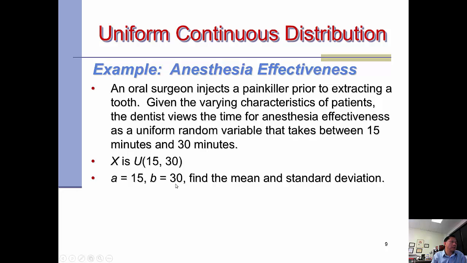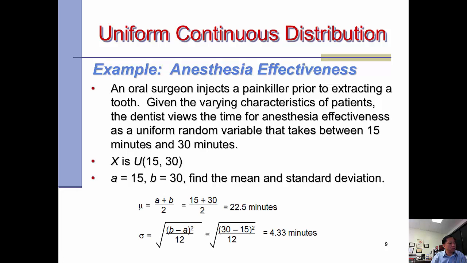Now what does it mean as standard deviation? The mean is simply A plus B divided by 2, that's 22.5 minutes. For the standard deviation, you plug in the numbers of A and B, you get 4.33. In other words, on average, a patient would take 22.5 minutes to get numb. Okay? The standard deviation is 4.33.